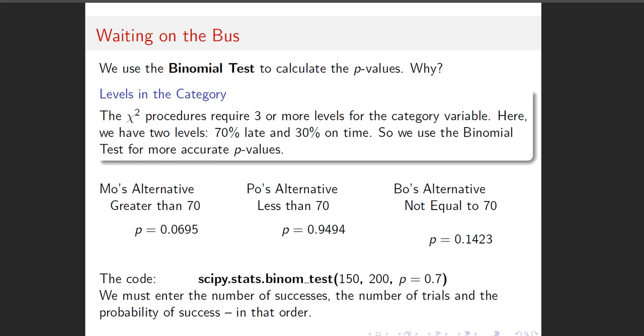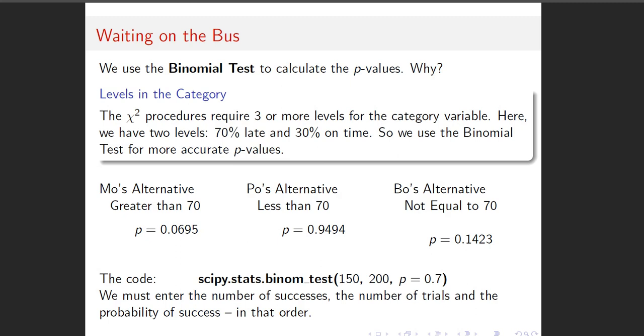But we can't use it when there are only 2, like a coin flip, heads or tails. If there's only success or failure, and that's what we had in the bus example, right? We just had this percentage of the time late, and 100% minus that percentage on time. Okay, so why? Well, we end up using the binomial test for more accurate p-values because the chi-squared wasn't really made to use in this situation. Can we use it in this situation? It'll run, but it's going to be much more accurate if we use the binomial test.